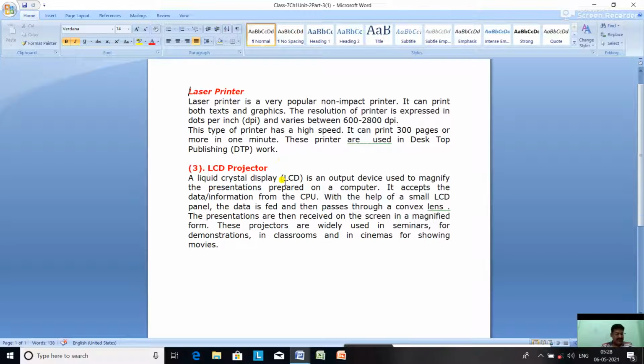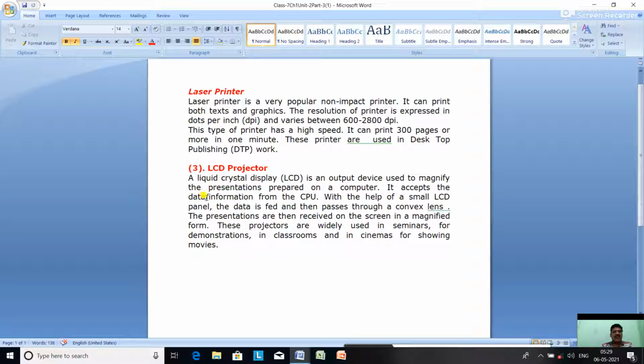The last one is the LCD projector. You must have seen it in a smart class. LCD, liquid crystal display, L for liquid, C for crystal, D for display, is an output device used to magnify. Magnify means it makes the thing bigger. It makes the computer screen very big, to magnify the presentation prepared on a computer.